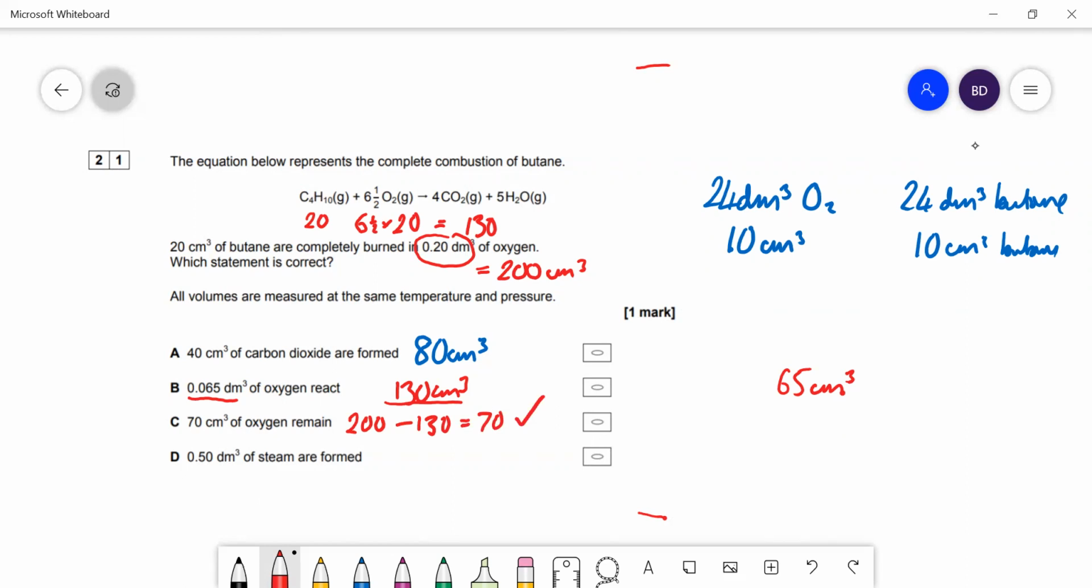Let's just check the last one. Steam. So 0.5 dm cubed of steam is 500 centimeters cubed of steam. Well, you're not going to get that much because 1 mole of butane will give you 5 moles of steam. So 20 centimeters cubed gives you 5 times 20, 100 centimeters cubed, not 500. So that's wrong. C is the right answer.